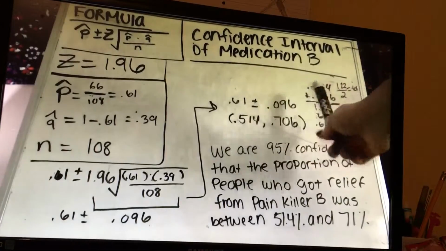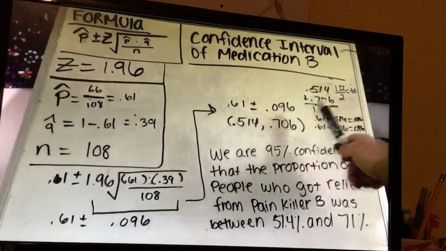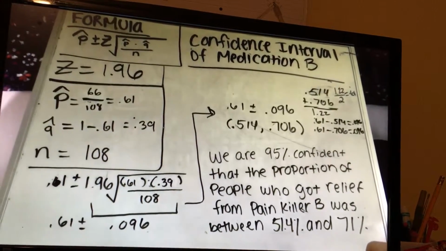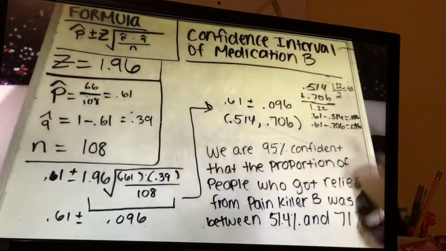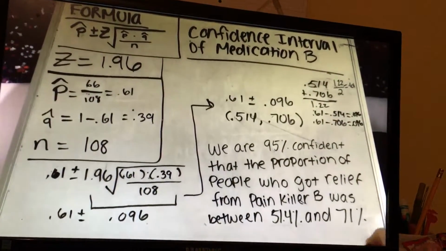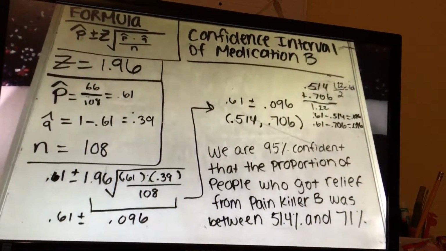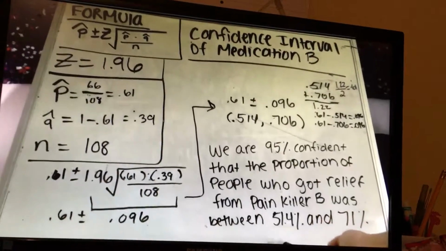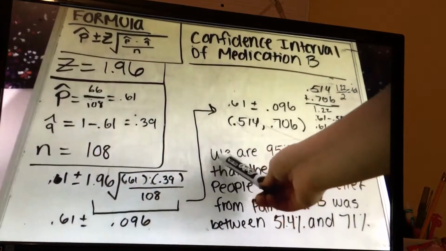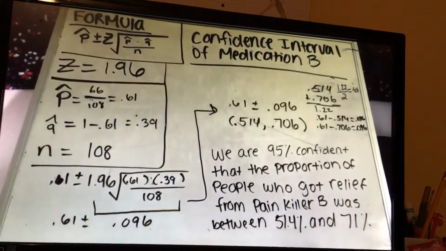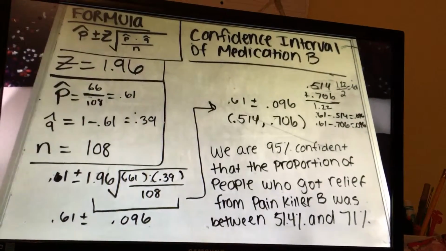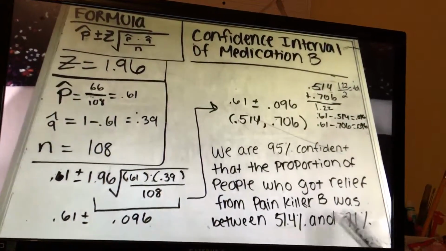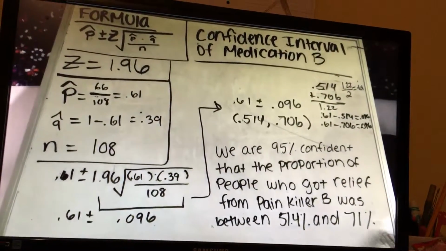So to figure out if you got your margin of error right, you do 0.61 minus 0.514, and that will give you 0.096. And then you do 0.61 minus 0.706, and it'll give you the same number. So we know that's right. Now, we have to write it out in a sentence. So we say, we are 95% confident that the proportion of people who got relief from painkiller B was between 51.4% and 70.6%.